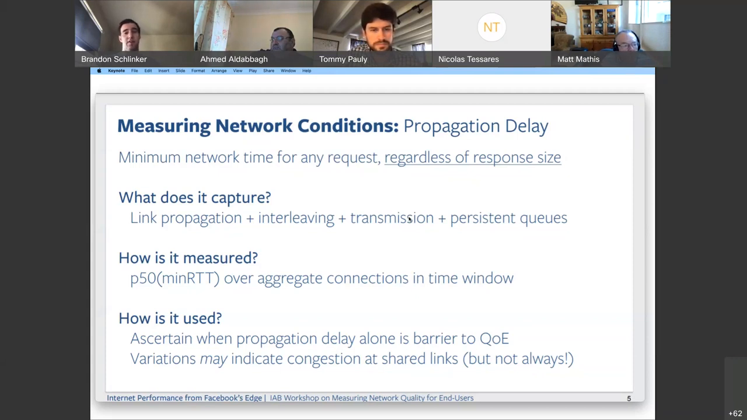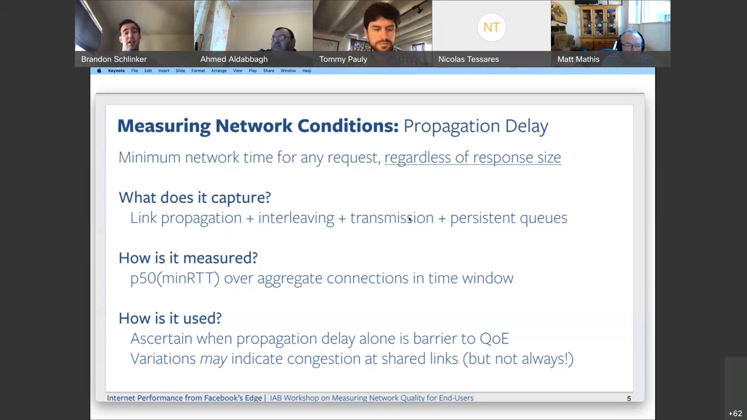So for instance, I can have a user with a 1 gigabit per second link, but if the propagation delay between them and Facebook Edge is 500 milliseconds, it doesn't matter if they have that 1G link, any image is going to take 500 milliseconds to load. And that means that 500 millisecond quality of experience metric I set earlier is always going to be violated.